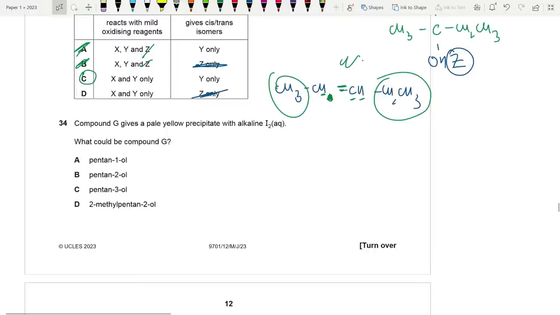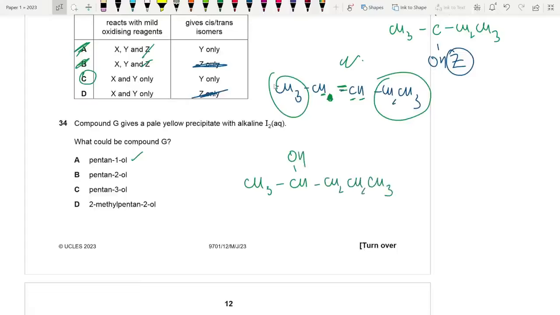34, compound G gives a pale yellow precipitate with alkaline iodine. Four types of compounds can give a positive iodoform test: ethanal, ethanol, all methyl ketones, and some secondary alcohols, a secondary alcohol with a methyl side chain. So pentan-1-ol is wrong. Let's take a look at pentan-2-ol. CH3, CHOH, CH2, CH2, CH3.